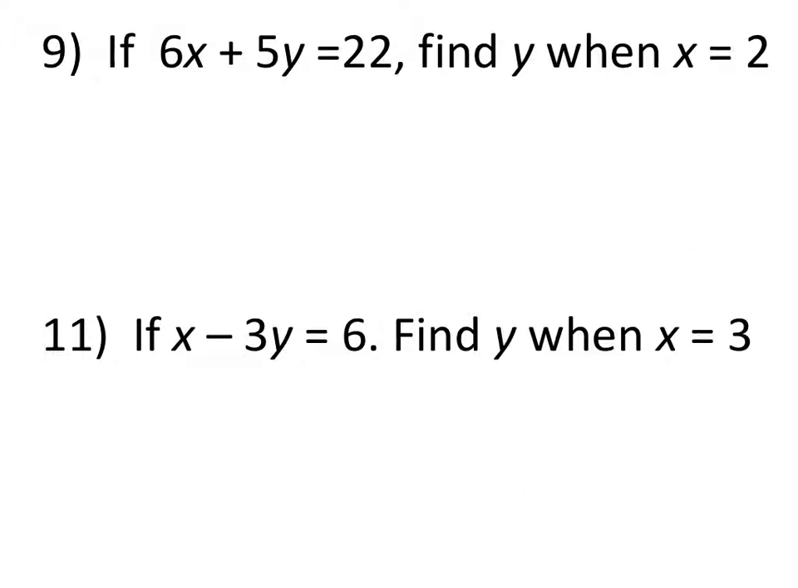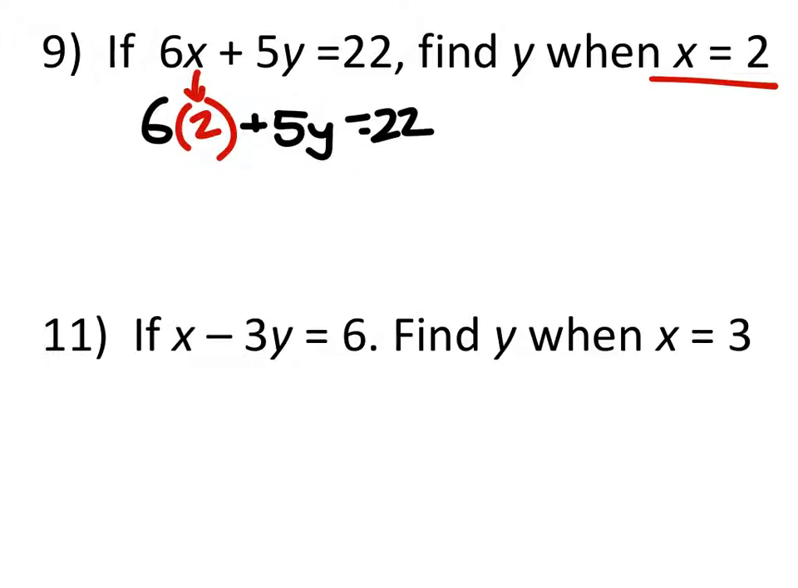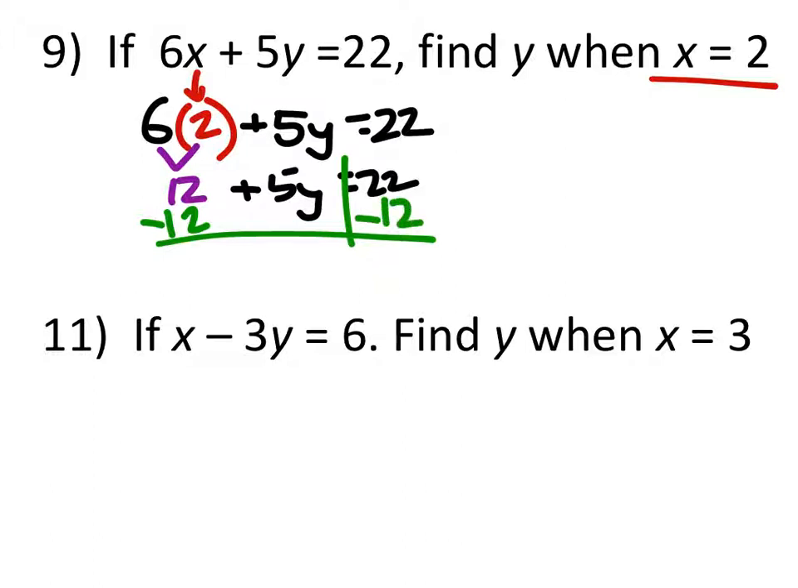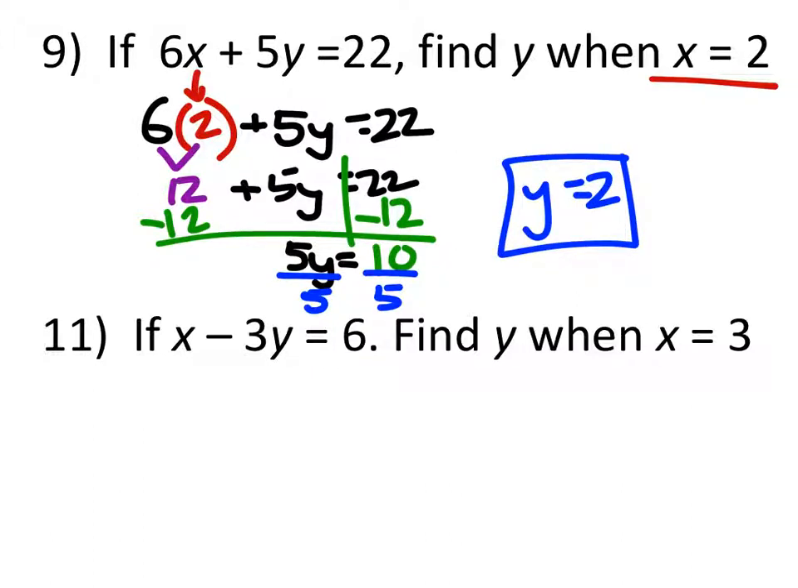So on number 9, again, we'll replace the x with the 2. So again, this x now becomes 2. Everything else stays the same. And then we do 6 times the 2, which is 12. Everything else stays the same. And then let's get rid of that 12 so that we get the y's by themselves. And then finally, we'll divide both sides by 5. And we see that y equals 2 when x is 2.